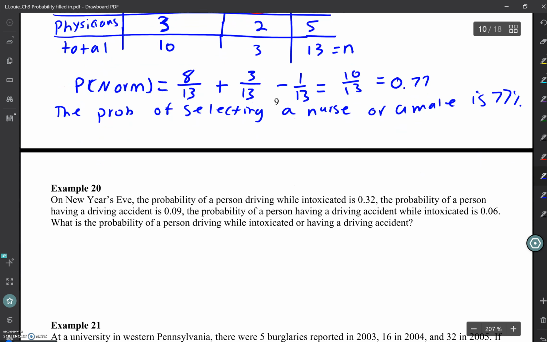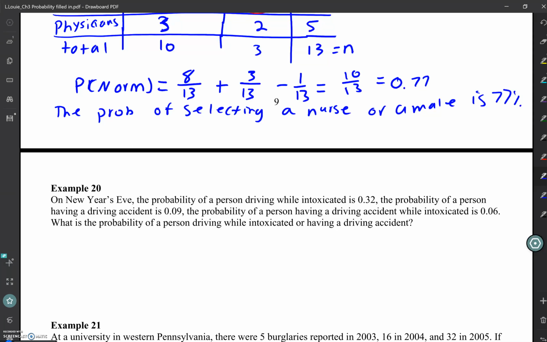All right. On New Year's Eve, the probability of a person driving while intoxicated is 0.32. The probability of a person having a driving accident is 0.09. The probability of having a driving accident while intoxicated is 0.06. What is the probability of a person driving while intoxicated or having a driving accident?